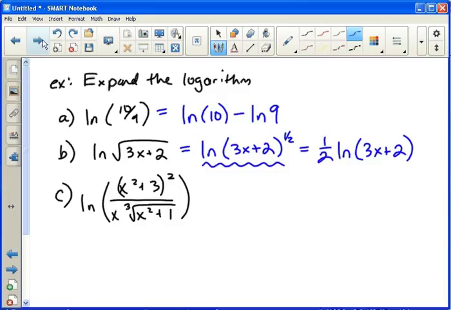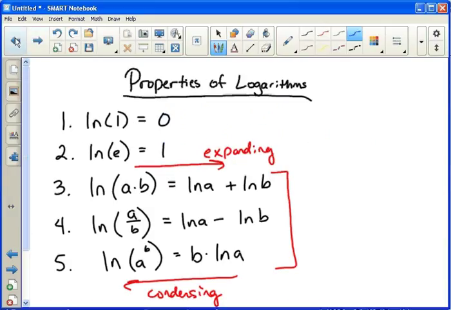I would first apply properties 3 and 4. So just so you know what I'm talking about, let's go back here. I would first apply these two: change multiplication to addition and change division to subtraction. That's the first thing I would do when I'm expanding.